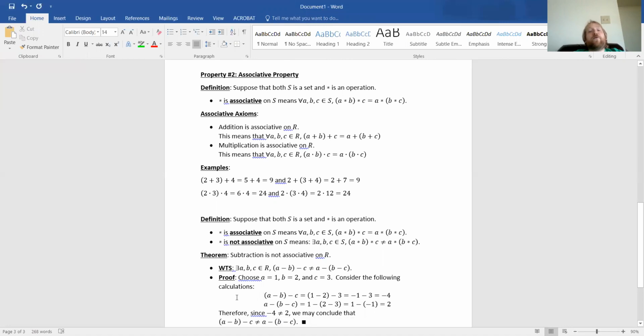Okay, so we've just proven that subtraction is not associative on the reals, and for the homework, you will prove that also division is not associative on the reals. Okay, we have one more property to go. Our third property is the one that will be the least familiar and the least likely that you have seen before.